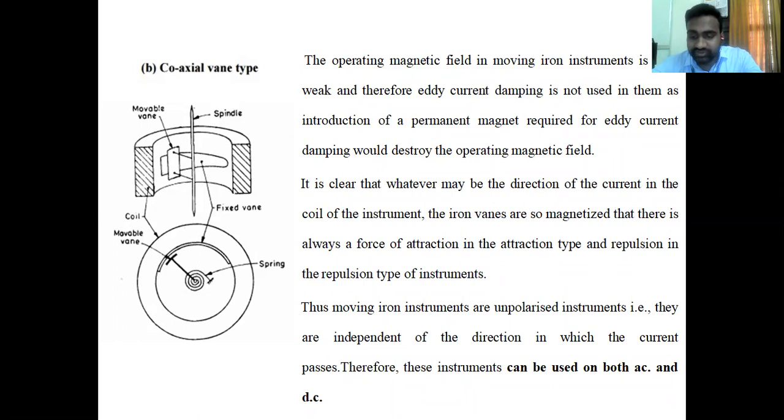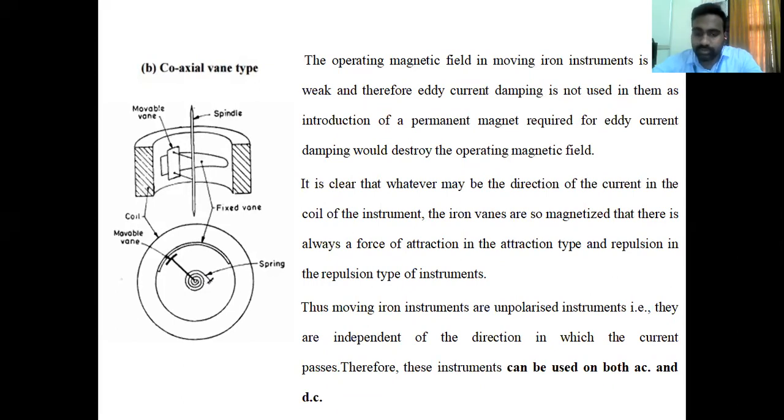The iron vanes will get magnetized, and with respect to the force of attraction there will be a force of repulsion. So these MI instruments are unpolarized instruments, independent of the direction of current. One fixed vane is created with respect to a magnetic flux, and the moving vane will repel with respect to that magnetic flux. The spindle connected to the moving vane is connected to the needle, and the needle will start deflecting from the initial position to a maximum position. So that is about the coaxial vane type moving iron instrument.